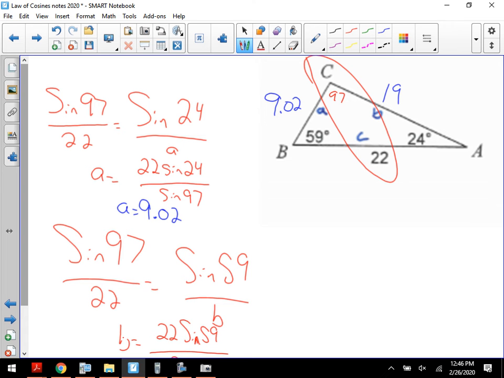It's always the angles. The big letters, the capital letters, are always angles. Those always go on top because of the sine of the angle. The sine opposite is always the bottom. That's always the rule. Angles on top, sides on bottom.